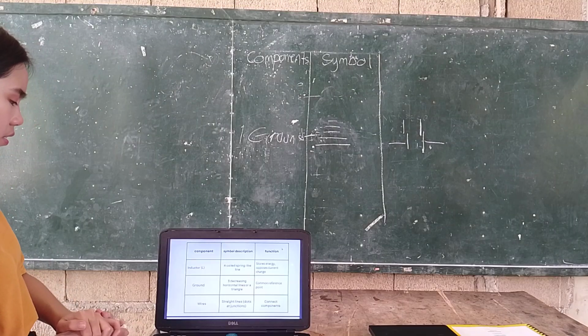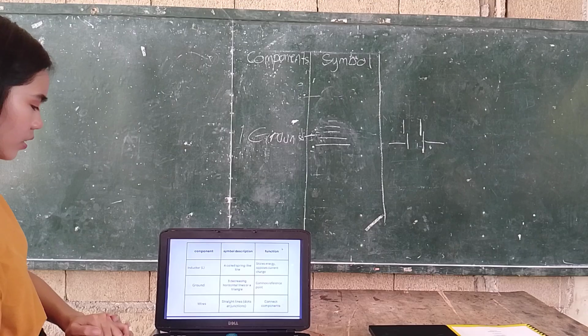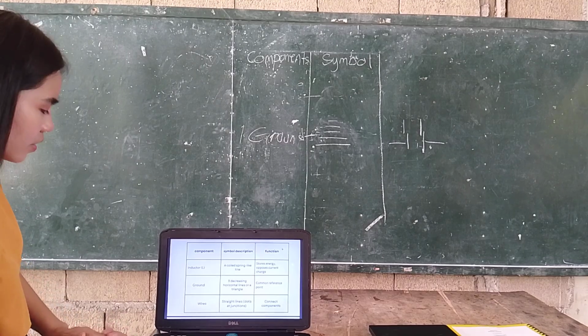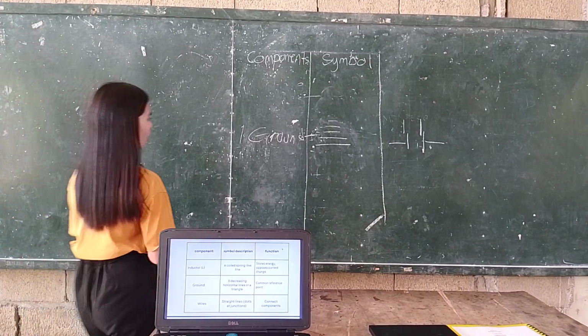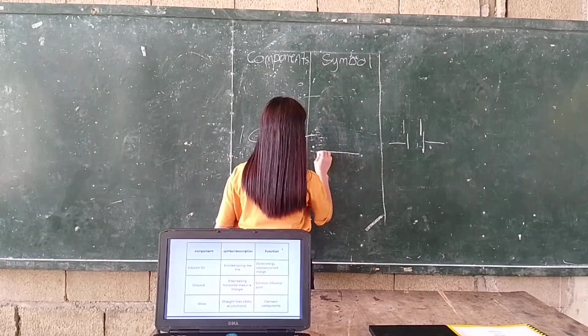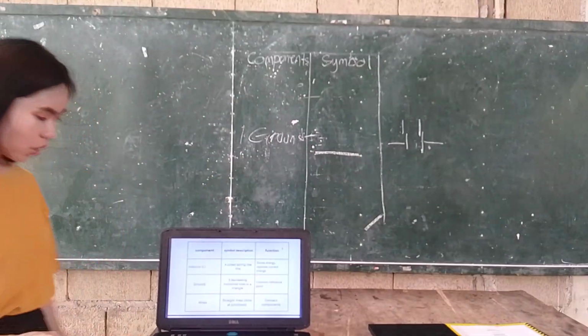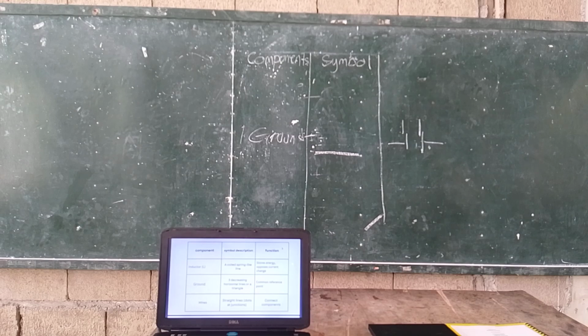As for wires, the symbol is a straight line. The wire is just a straight line. Its function is to connect components.